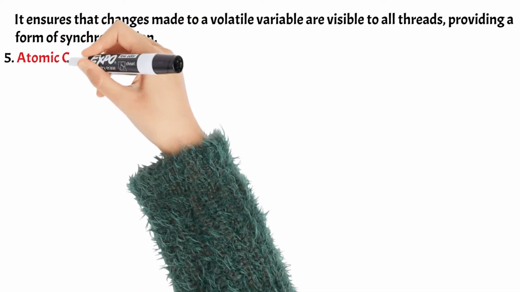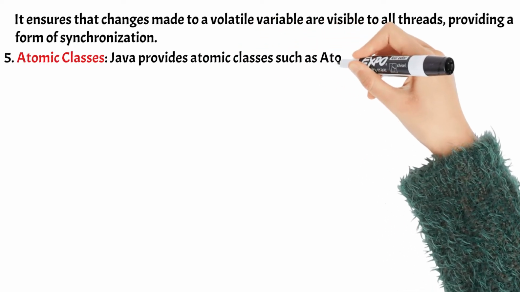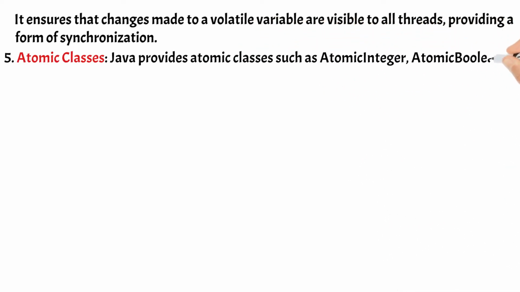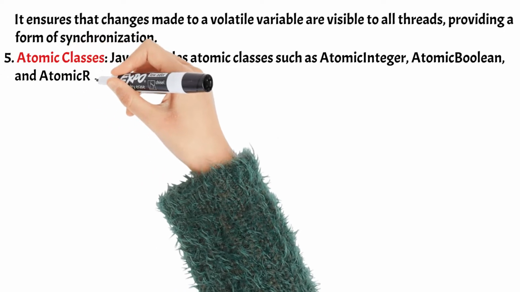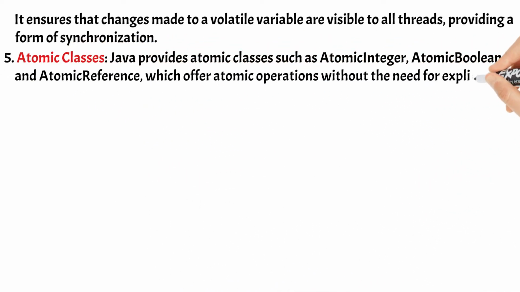5. Atomic classes. Java provides atomic classes such as AtomicInteger, AtomicBoolean, and AtomicReference, which offer atomic operations without the need for explicit synchronization. These classes are designed to be used in concurrent scenarios and provide thread-safe operations.